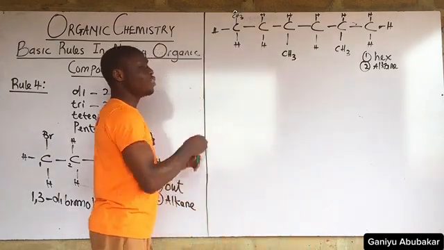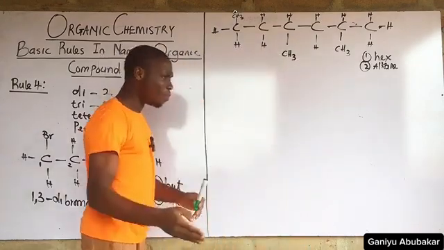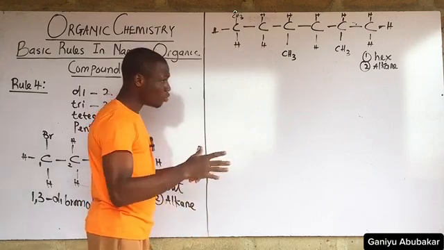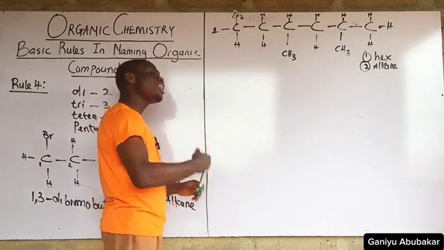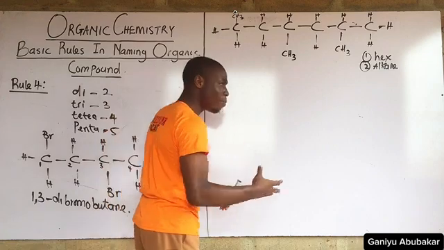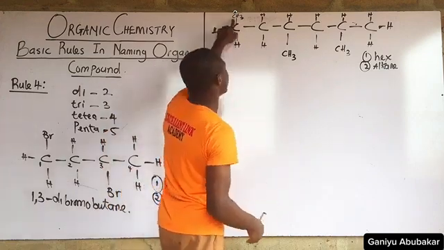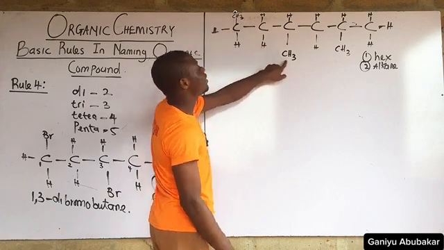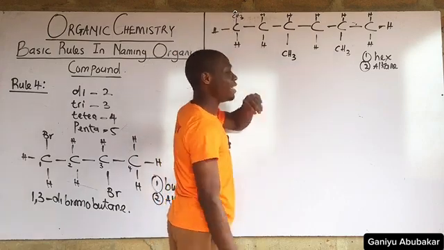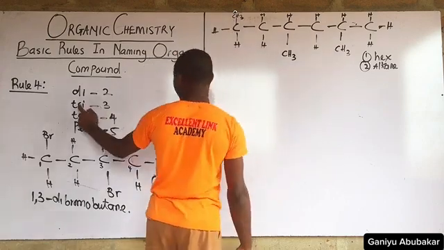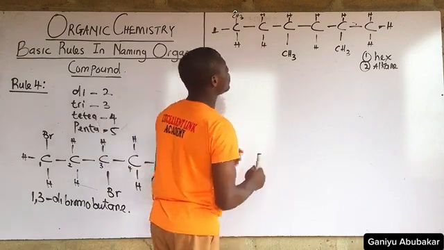Rule 3 says number the carbon atoms from the root hydrocarbon, which will give the least or lowest possible number to the substituent. I have 3 substituents here. That's what? The methyl, and methyl. I have 3 methyl there. That becomes tri. So how do you name this one here?